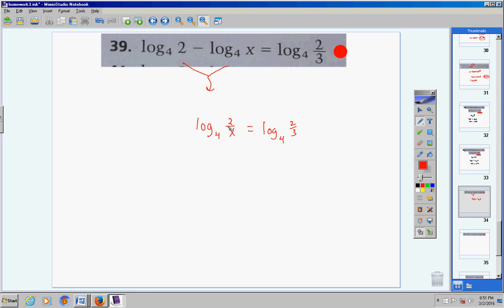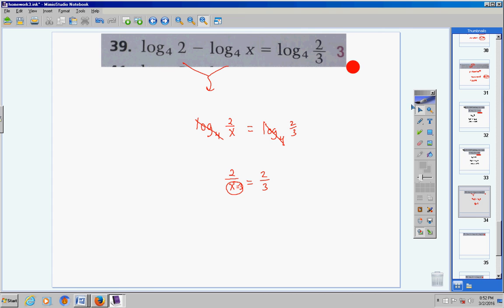Now that I've done this, I am allowed to. Listen. I have this side down to one logarithm. I have this side down to one logarithm. There's nothing to the left here. Nothing to the left here. So I cross my logarithms off. They're identical. Cross them off. And you have 2 over x equals 2 over 3. Well, guys, obviously x has to be a 3, doesn't it? 2 over 3 equals 2 over 3. This has to be a 3. So x equals 3.